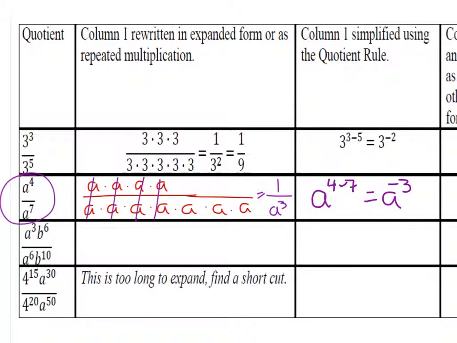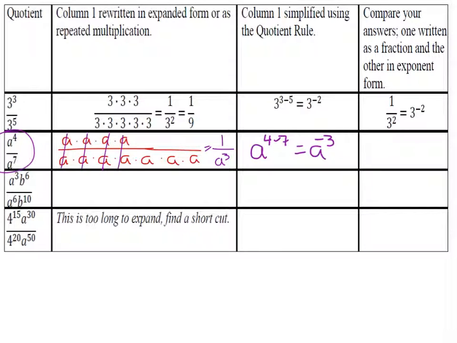Well, notice we've just done the same thing, just using two different methods. This one expands the bases, and this one just simplifies it by using the quotient rule. Well, they're the same thing, as it turns out, and this helps us to realize what negative exponents mean, which we can write in right here: 1 over a to the third is the same as a to the power of negative 3.